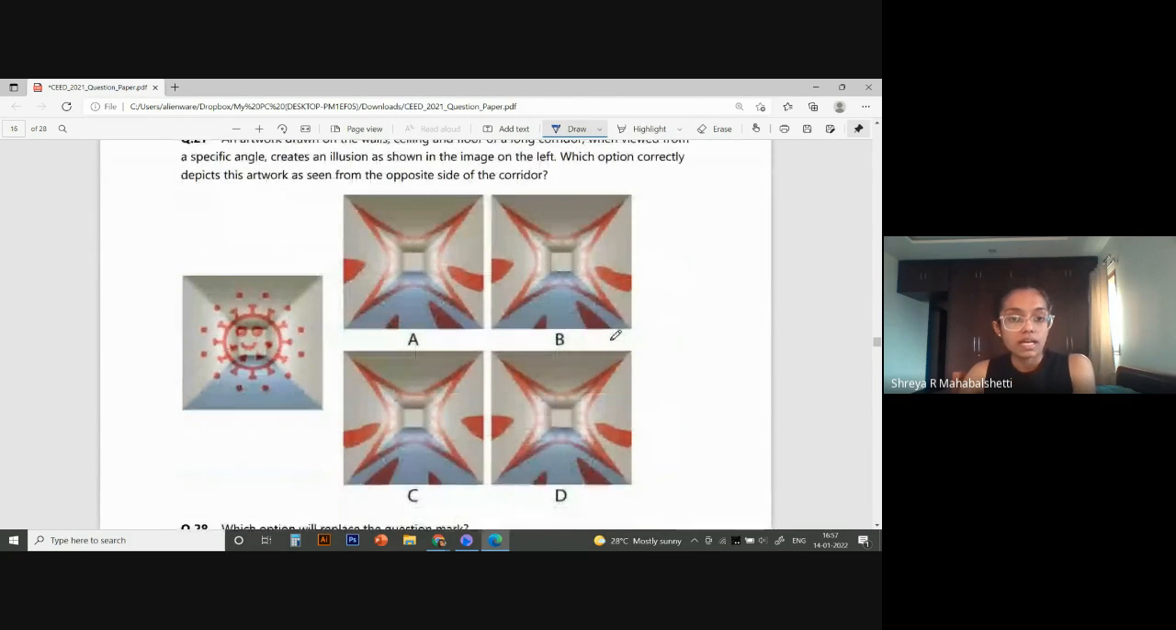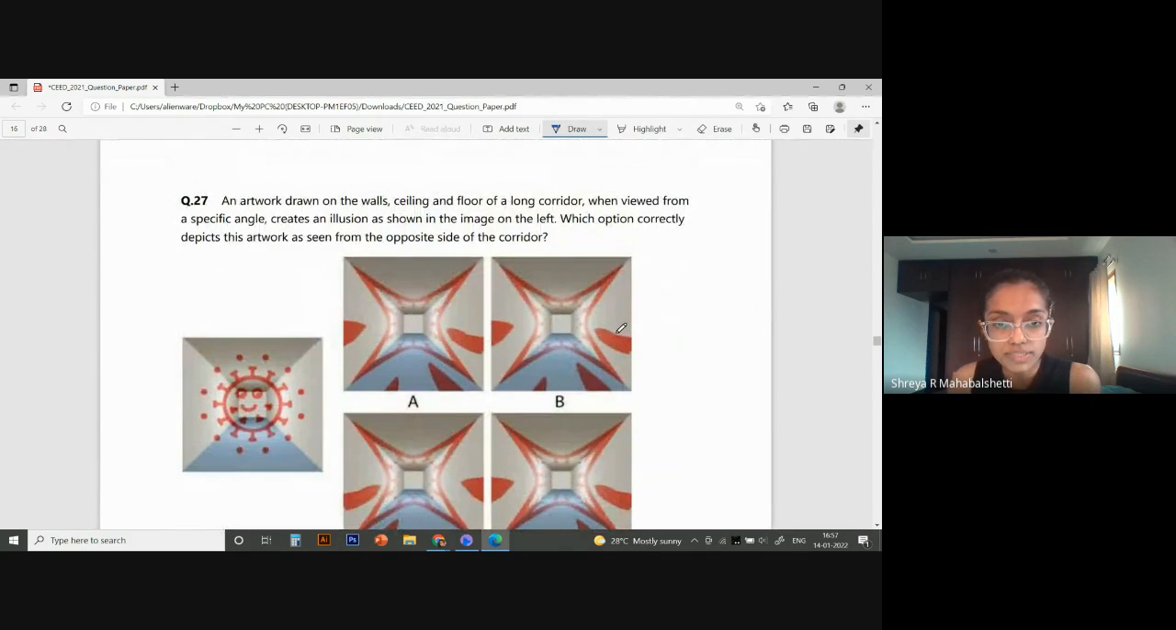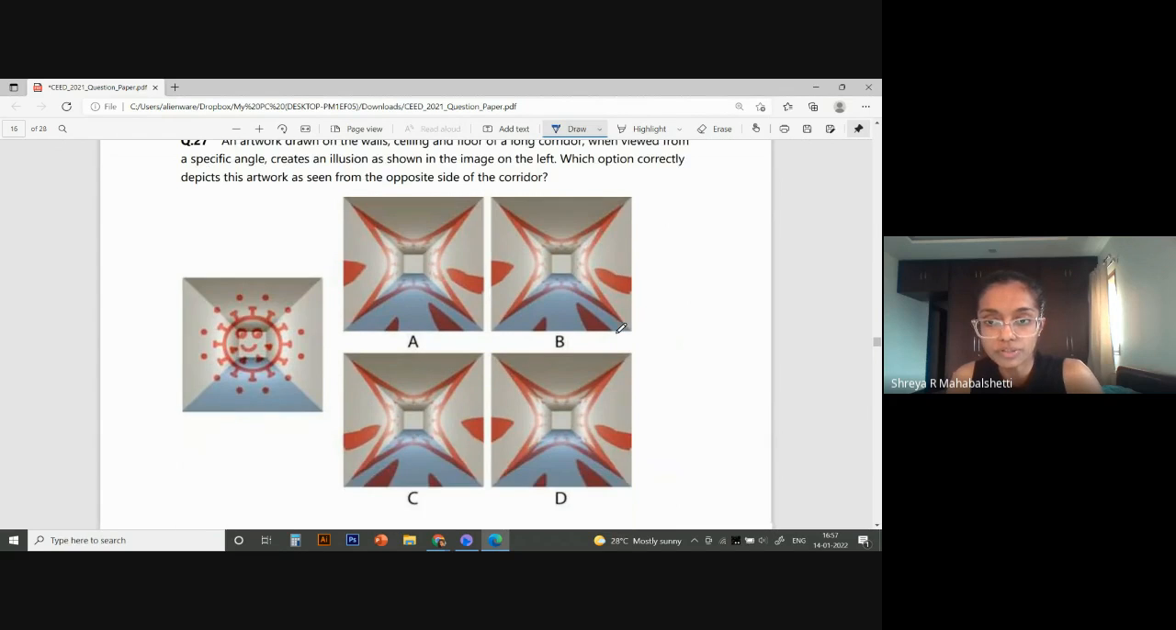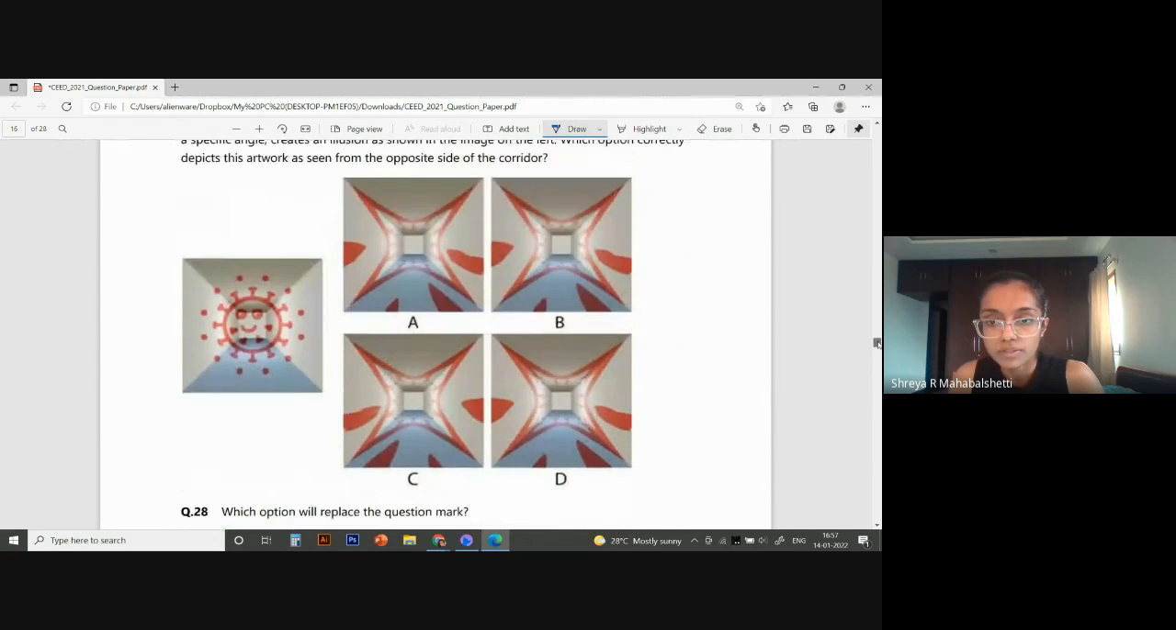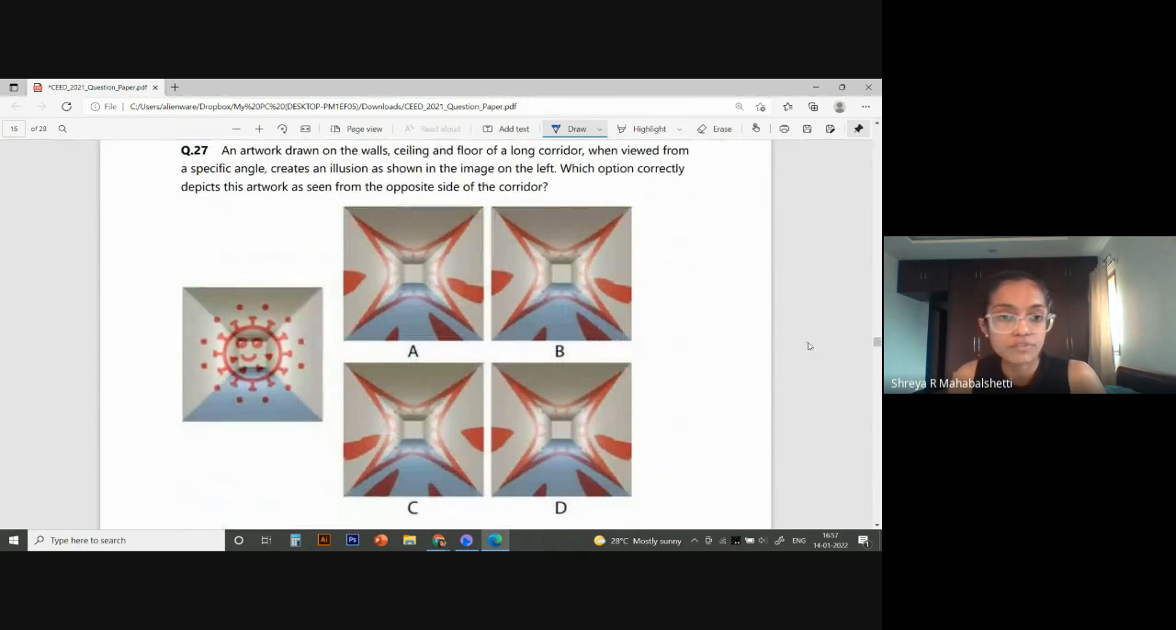Yeah. An artwork drawn on the wall, ceiling, and floor of a long corridor, when viewed from a specific angle, creates an illusion, as shown in the image on the left. Okay, which option correctly depicts this artwork as seen from the opposite side of the corridor? So they're standing on the opposite side and seeing it. Now imagine decoding this into this. Instead, start comparing the options. So option A, B, C, D, check for what is the difference.